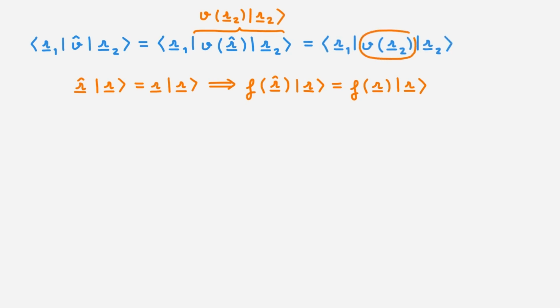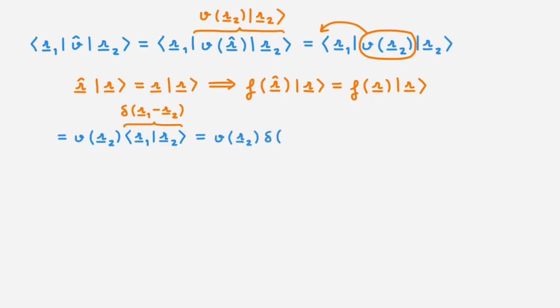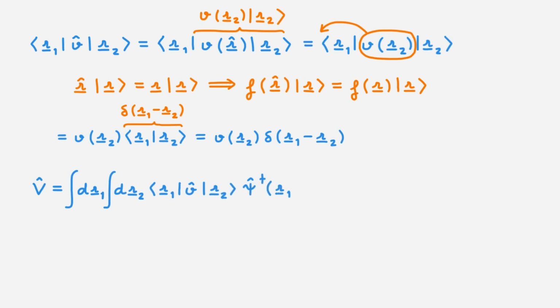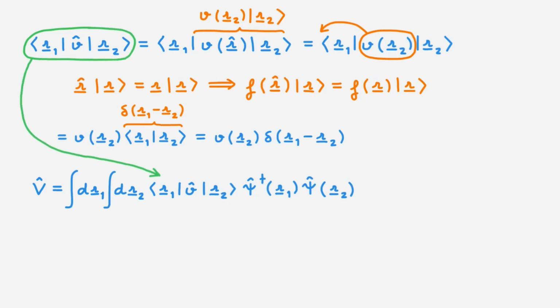This is now just a scalar, so we can move it outside, and we get this. For this bracket here, we can use the fact that the basis is orthonormal, and we end up with v of R2 times the Dirac delta function of R1 minus R2. Let's now write down the full external potential operator in terms of field operators. Inserting this matrix element we've just calculated into our expression for the operator, we end up with this very long expression.